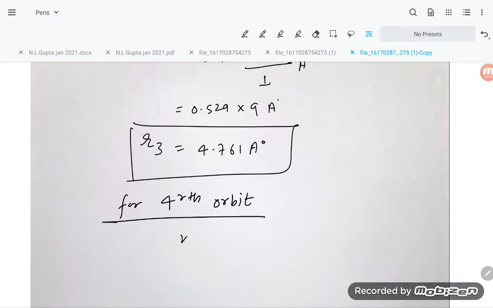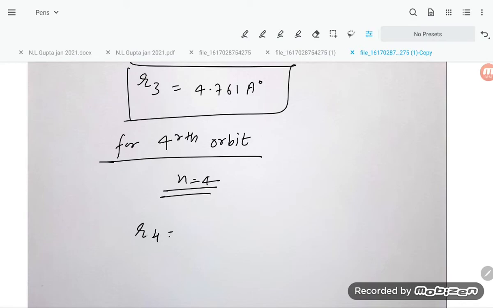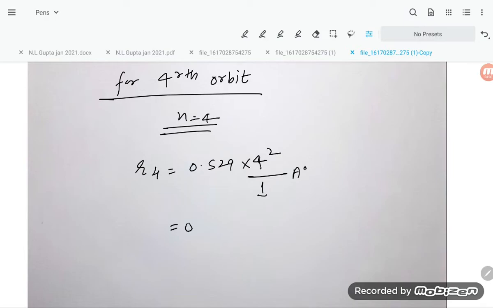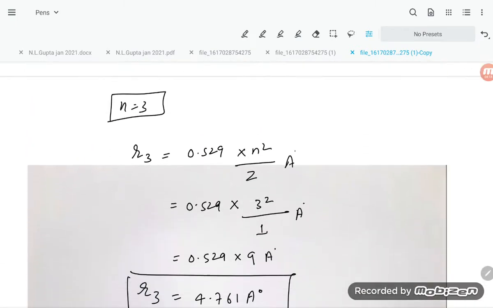Now for the fourth orbit, n is equal to 4. So R4 is equal to 0.529 × 4² / Z, and for hydrogen Z is 1. This is in angstrom. Solve it out: 0.529 × 16 gives 8.464 angstrom. So that is how you can calculate the radius of the hydrogen atom.